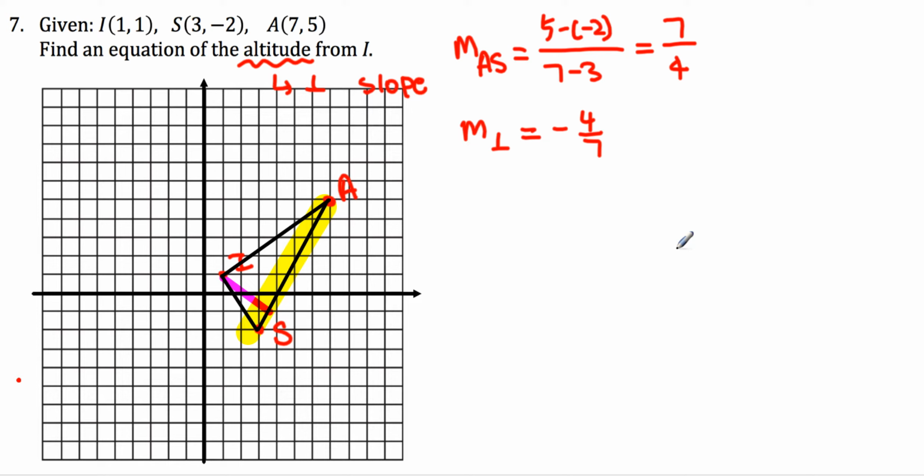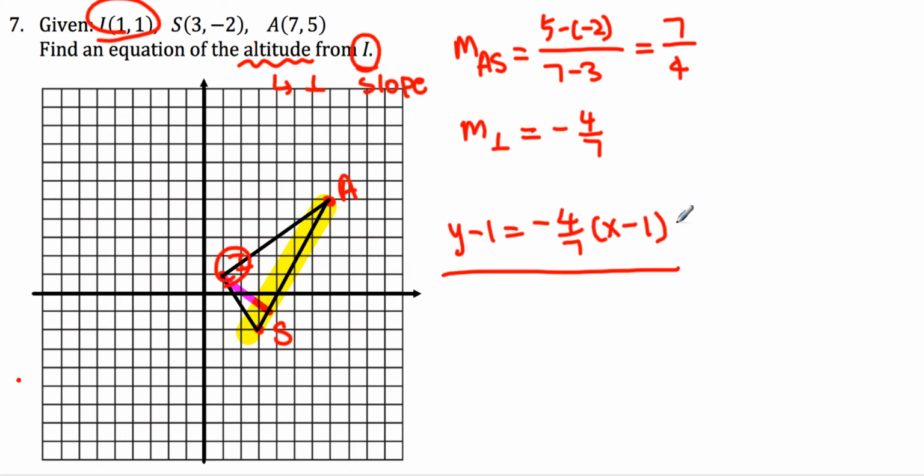Now, what will be the other point that we'll be using? Yes, the point that we'll be using is the point I, which is 1, 1. So we have the point, we have the slope, we should be able to find the equation of the line. And it becomes y minus 1 equals the slope, negative 4 over 7, times x minus 1. That's it. That's all we have to do.